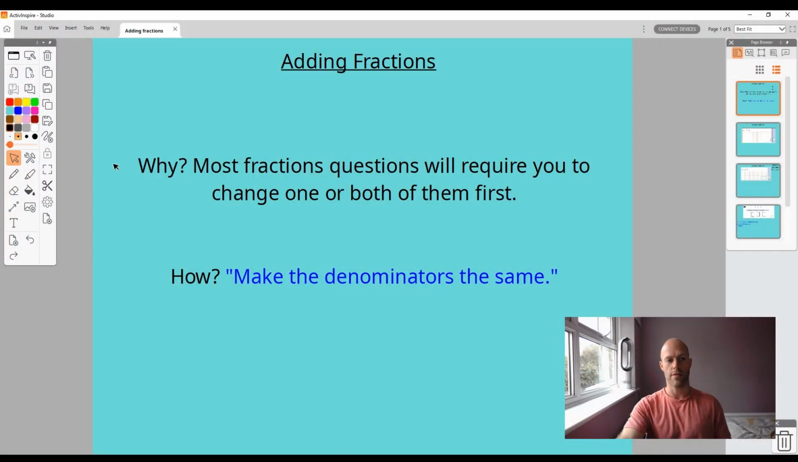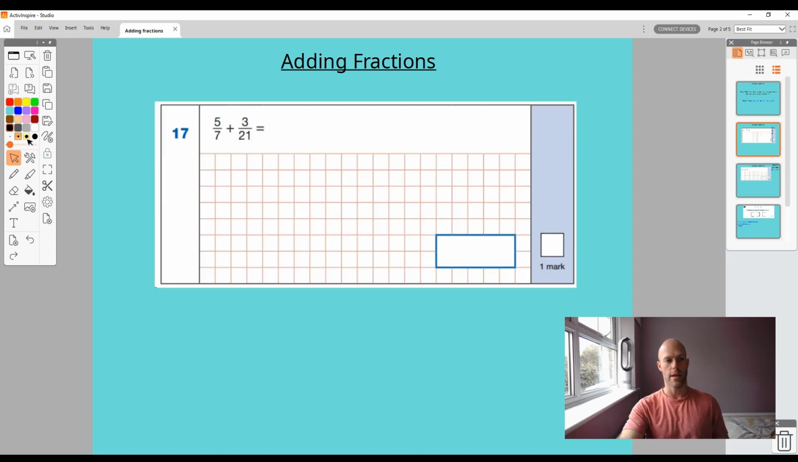Again, this is very similar to comparing fractions. You are going to need to change or be really, really adept with learning how to make the denominators the same. That is my annoying phrase for this: make the denominators the same. I'll show you what I mean in an example here. So we have an arithmetic question, year 6 SATs, question 17, 5/7 add 3/21, 3 over 21, say it however you like.